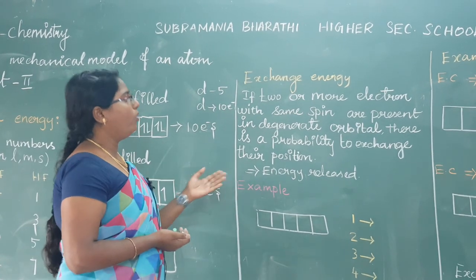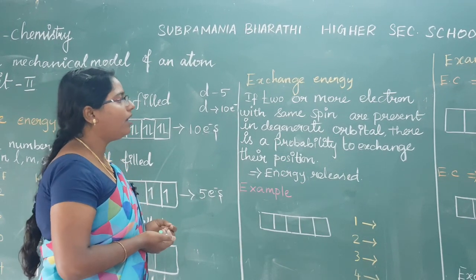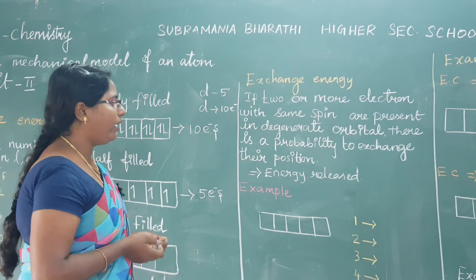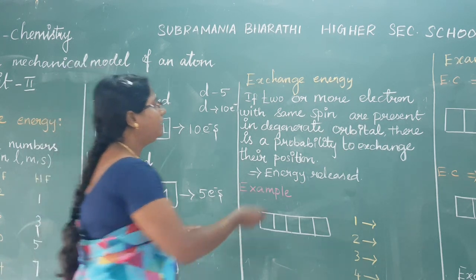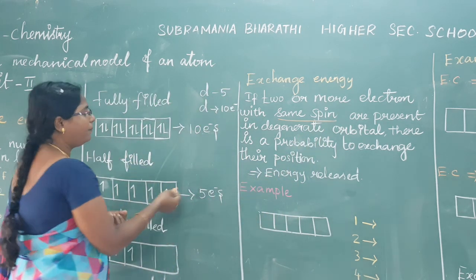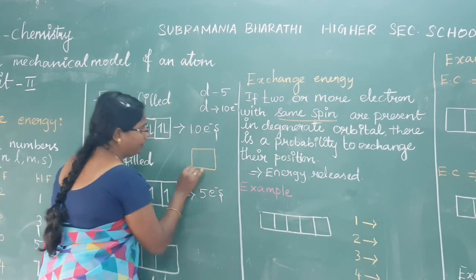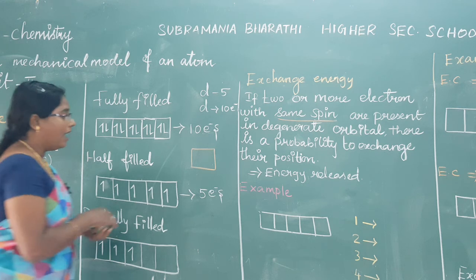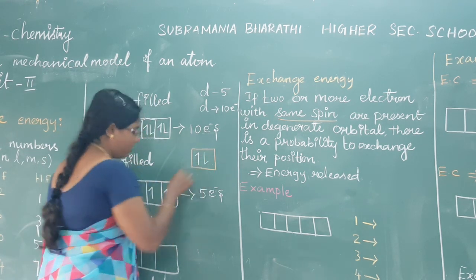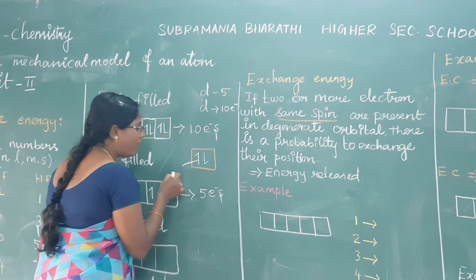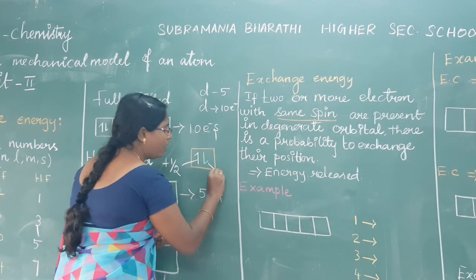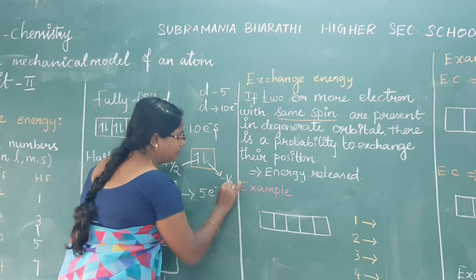If 2 or more electrons with the same spin are present in degenerate orbitals, there is a probability that they exchange their positions. Here you should know what same spin is. Let me write the example here itself. I have one degeneracy box. I am filling this with electrons. Here this one will have plus half and this one will have minus half.